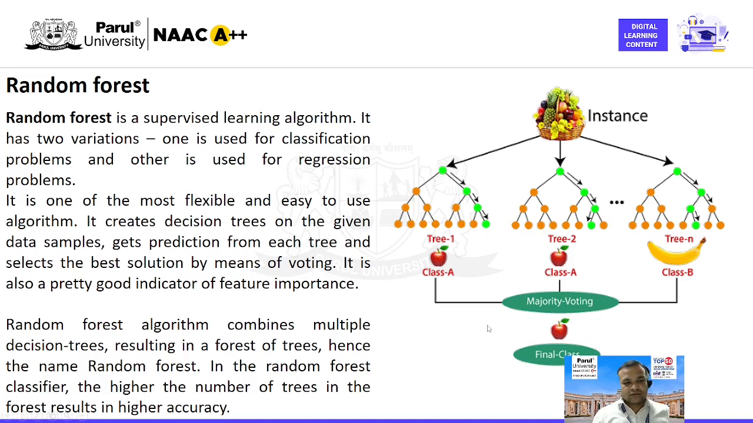It is also a pretty good indicator of feature importance. The random forest algorithm combines multiple decision trees, as we discussed here, resulting in a forest of trees, hence the name random forest. Because there are multiple decision trees, we can identify this method as a random forest. In a random forest classifier, the higher the number of trees in the forest, the higher the accuracy.